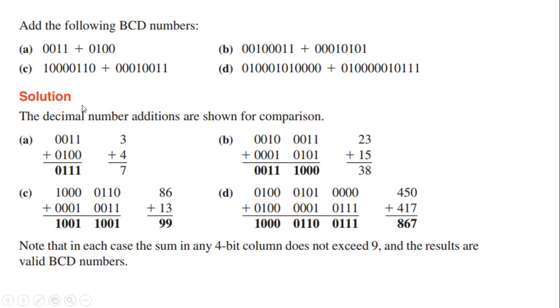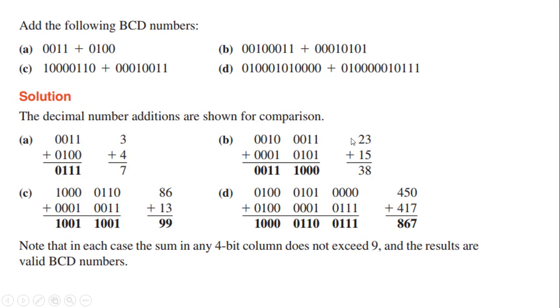These are some examples. Suppose we add the following BCD numbers. This is the BCD of 3. This is the BCD of 4. So let's add them. 1 plus 0 is 1, 1 plus 0 is 1, 0 plus 1 is 1, and 0 plus 0 is 0. So this is a valid BCD. In decimal, 3 plus 4 is equal to 7. So there is no need to add 6.